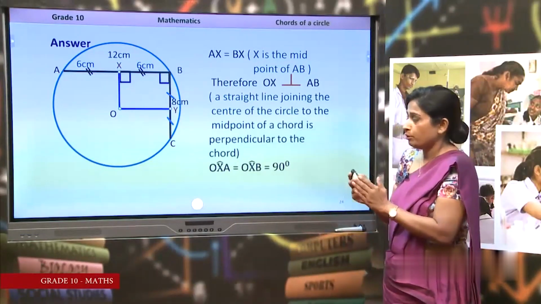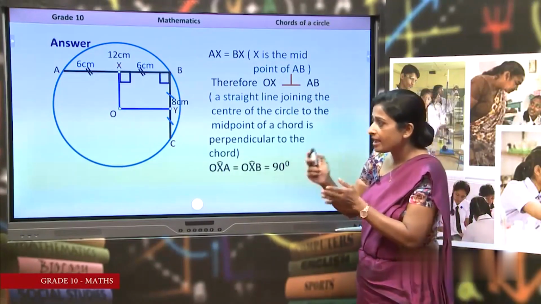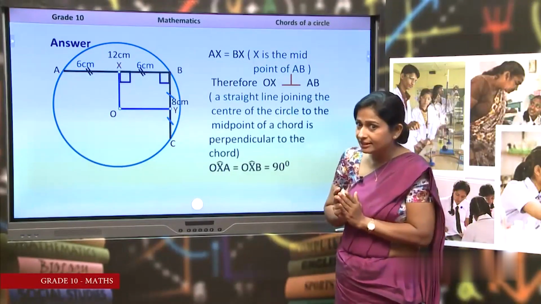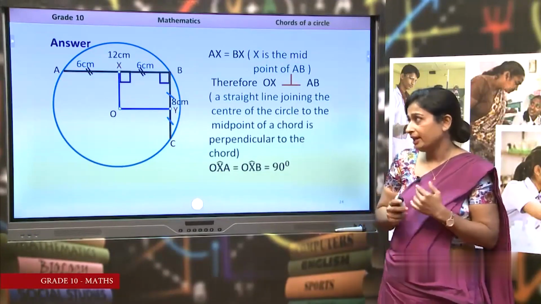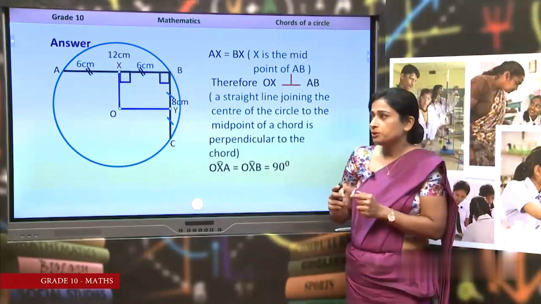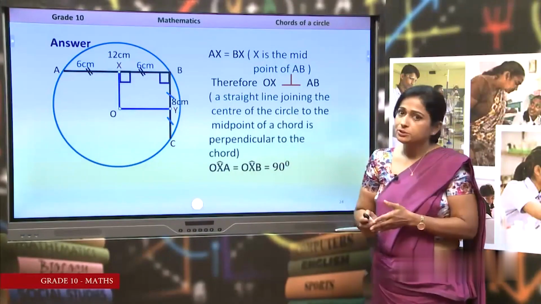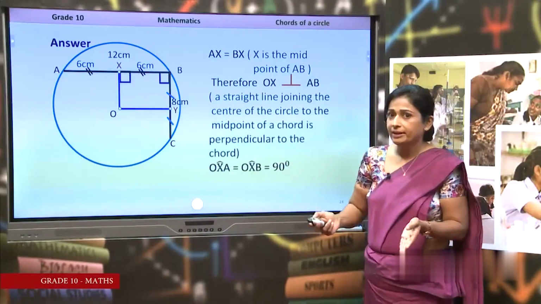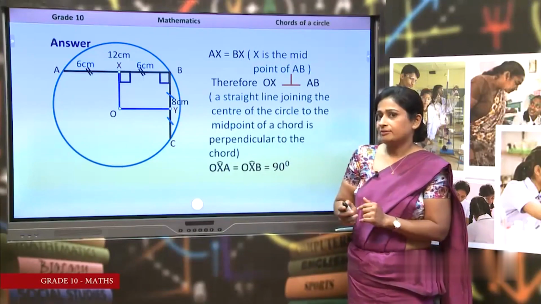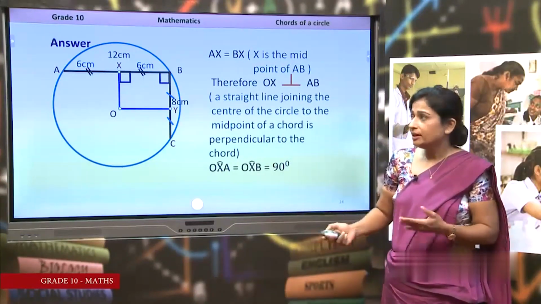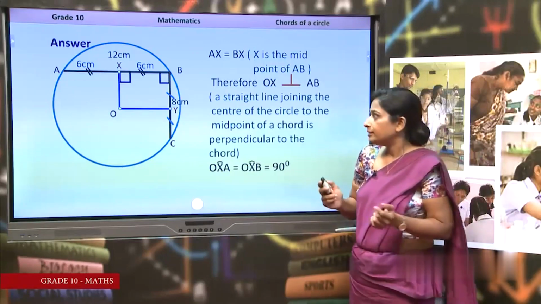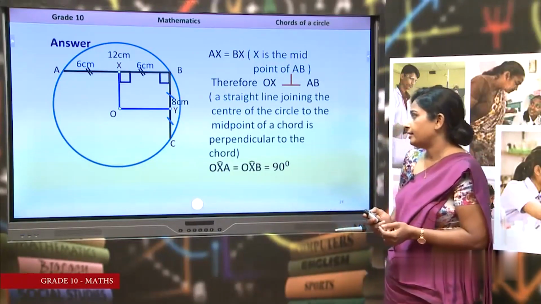So you should understand the OXA angle is also 90 degrees, but here I mark the angle that I want. The adjacent angle OXA is also 90 degrees. It's already happening. Here I mark only one part of that, OXB, that is also 90, because to do the sum, I use that angle. Then I am going to find another angle.